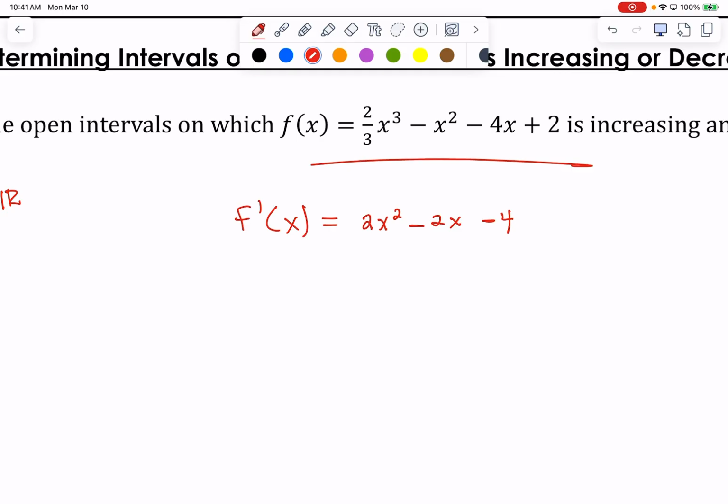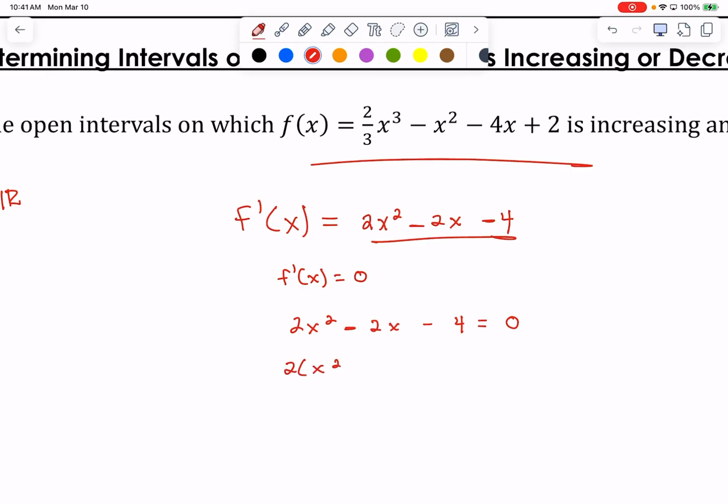All right, so I'm going to set the derivative equal to what? 0. And you'll be like, oh, this is easy. Okay, so we're going to go 2x squared minus 2x minus 4 equals 0. This is set equal to 0. Can I factor this at all? Is there anything that can factor out of it? We can take out a 2.